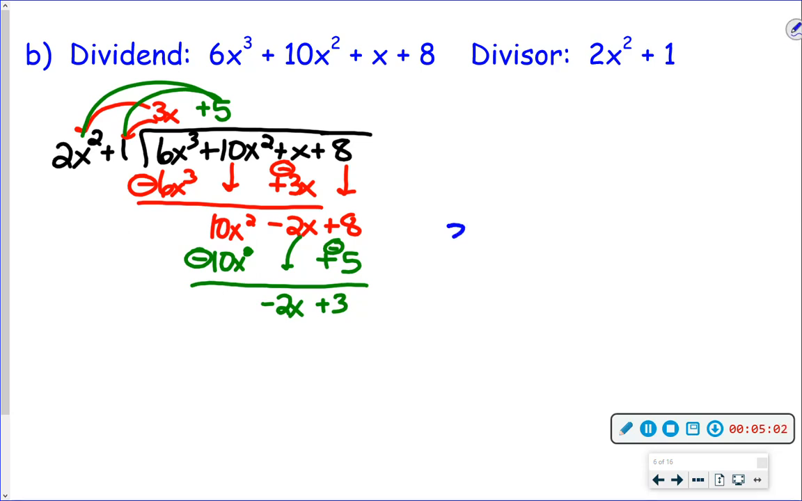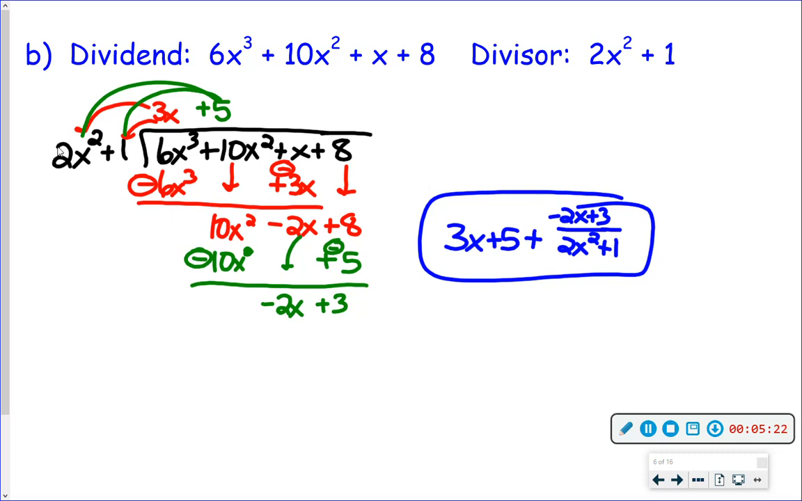So final answer, I'm going to write it nice and pretty. We got 3x plus 5. Now, we're big kids. We're not putting r, okay? We're going to add on our remainder, our negative 2x plus 3 over our divisor. We are adding on that fraction of an answer.